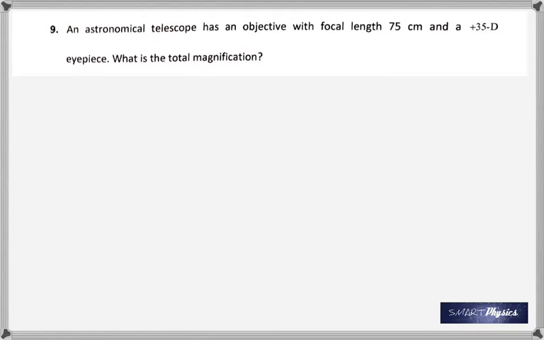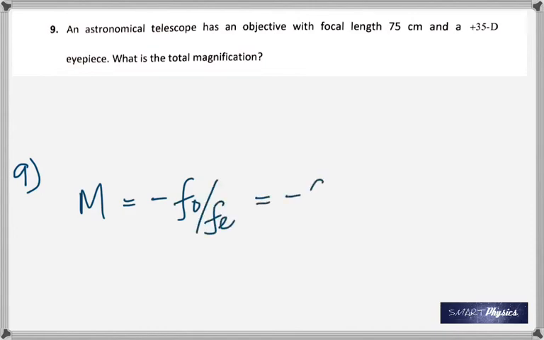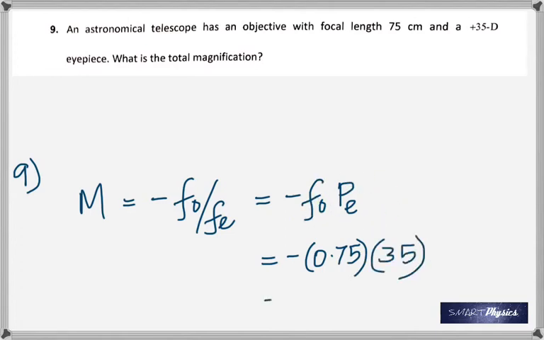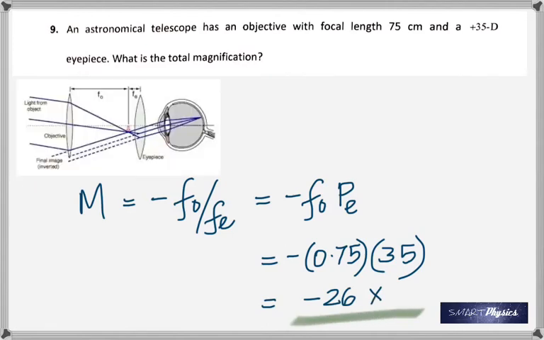And then if the focal point of the eyepiece is exactly at the focal point of the objective, then the final image will be produced at infinity, in which case the eye is relaxed and the formula for magnification is minus FO by FE. And 1 by FE is the power, so I've rewritten it this way. Magnification is going to be minus 26 times.